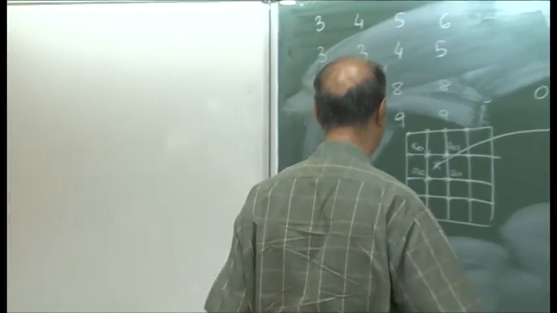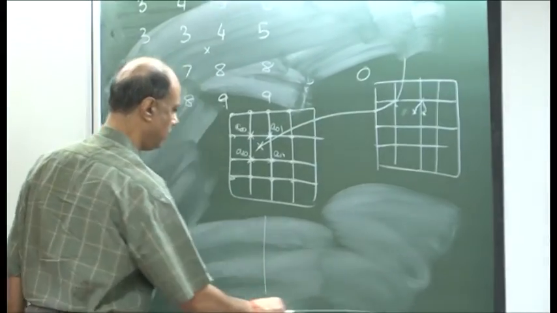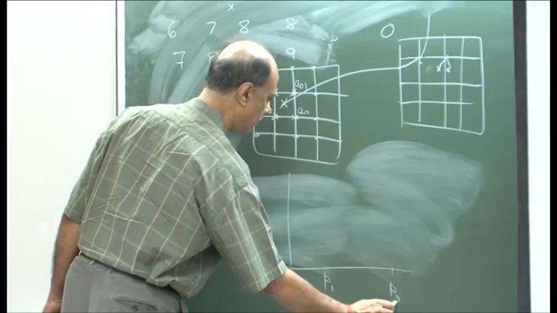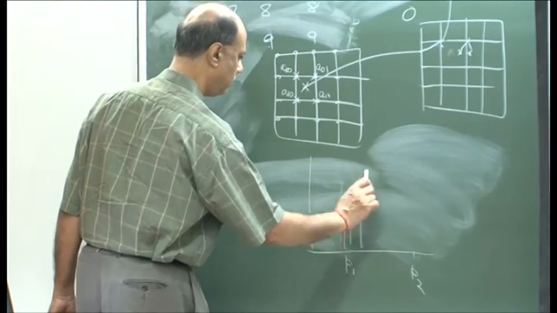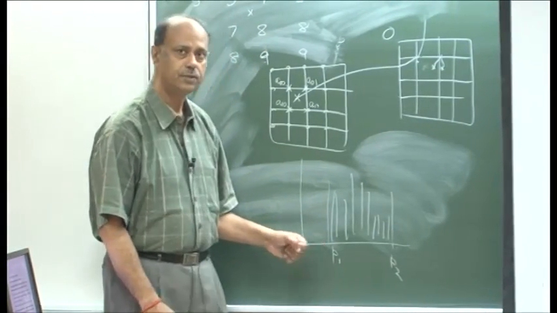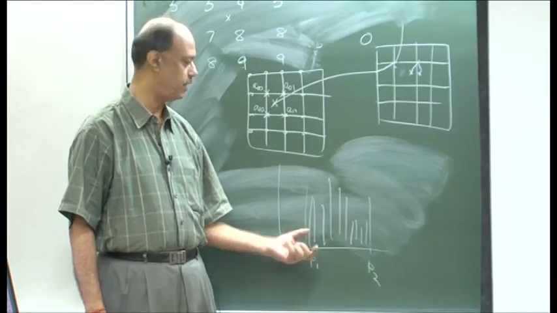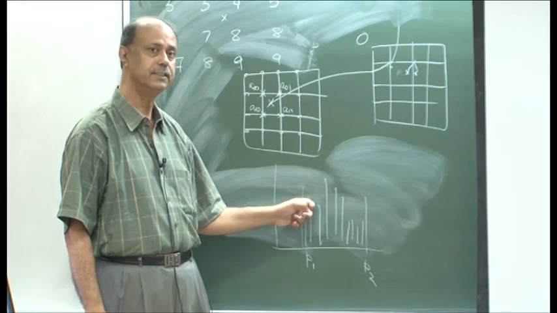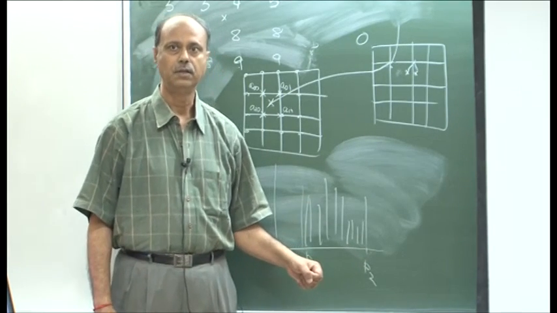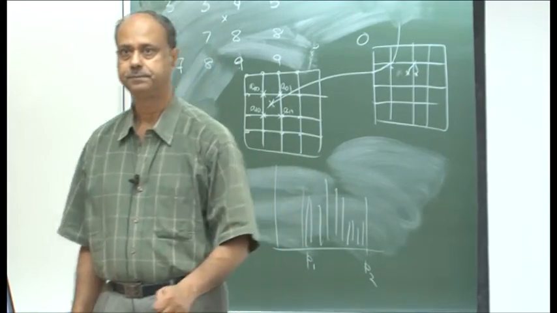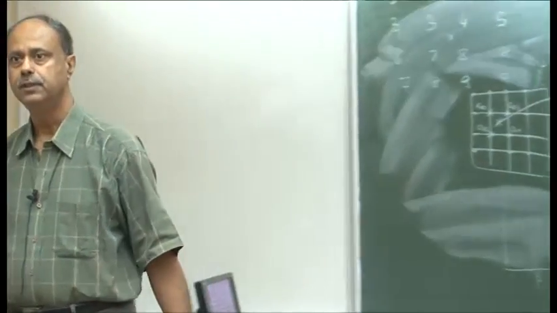So, I can have the frequency of the intensity value P1 is this much, then frequency of occurrence of intensity value P1 plus 1 is this much, and so on, right. And the sum of these frequencies is the total number of pixels. Agreed. So, I can have the histogram from the image.